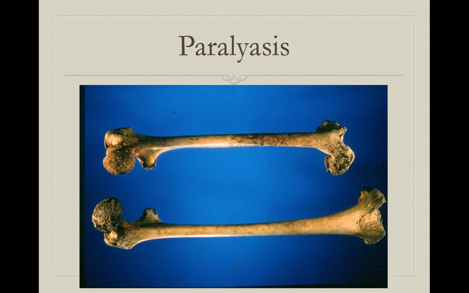So if you look at this, these are femurs, so the left and right femur. You see shortening of one femur, and then you can see how very, very skinny, and there's no muscle attachment. So this person definitely could not walk around, and therefore they are essentially paralyzed and wasting away.